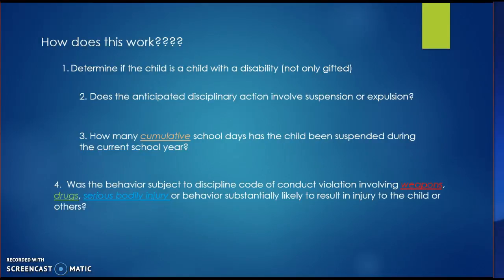We determine how many cumulative school days a child has been suspended during the current school year. If he has already been out of school for 10 days, then we have more work to do. And by the way, when you're counting the days, you have to count them all together, not just the ones that were consecutive. And you have to count the partial days as full days. If the suspension is less than 10 days, the school still needs to look at the root cause of the behavior, meaning, why did the student really do this?